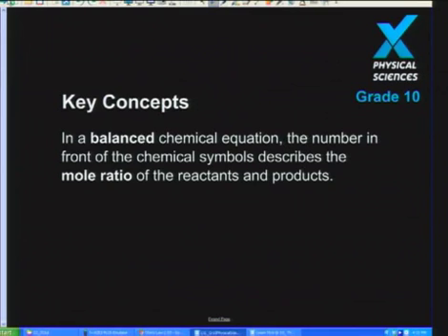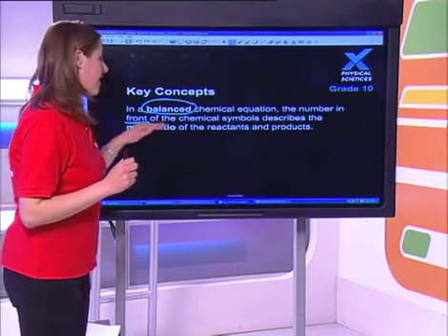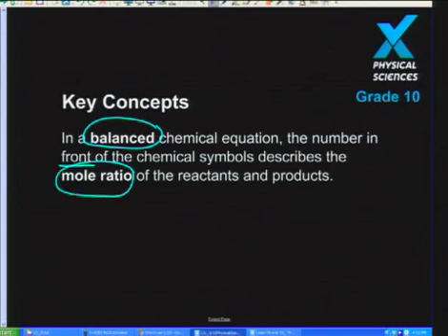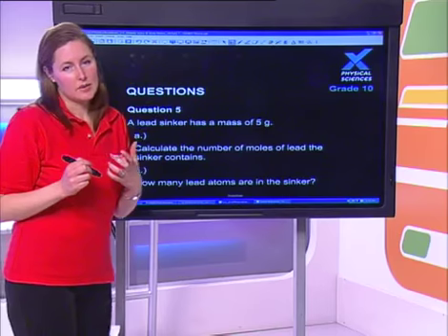Let's take this one step further in terms of doing some calculations. In a balanced chemical equation, and that's key, the number in front, that stoichiometric or balancing number of the chemical symbols, describes the mole ratio. This is very important, NB, NB: the ratio of the reactants to the products. And so what we need to do is be able to take that into answering our questions.